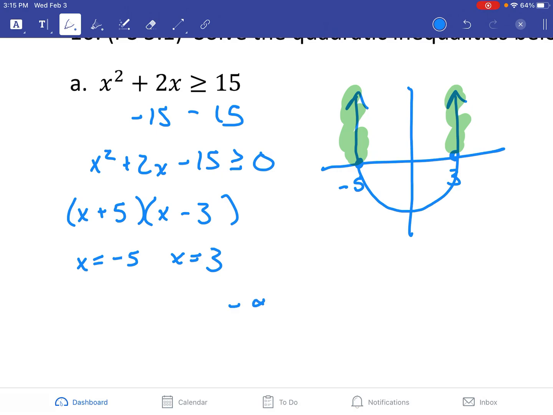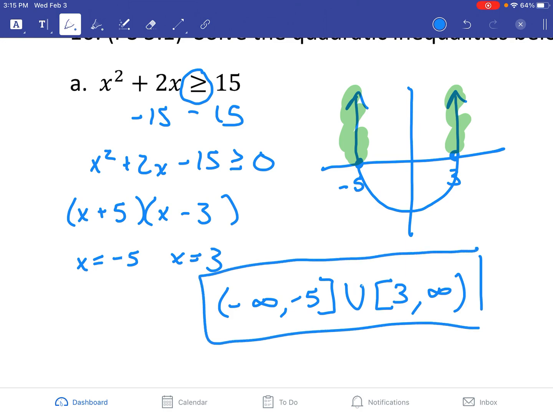It starts on the left from negative infinity, which has to be a parentheses, to negative 5, and since this is a greater than or equal to, it's going to be a bracket. Then we have a break. Start up again at 3 with a bracket because, again, it's got an equal to in it. And it goes towards positive infinity with the parentheses. So this is your answer.